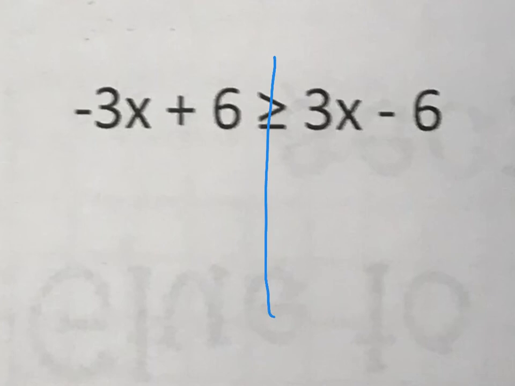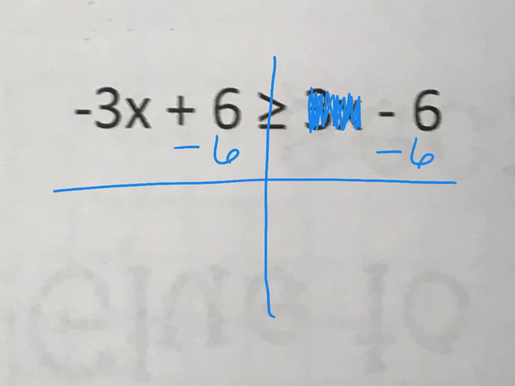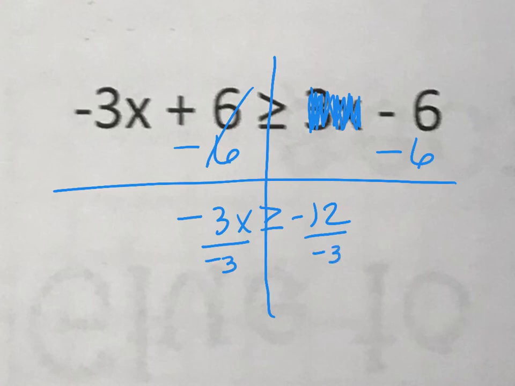Okay, so I'm going to mark this out. Okay, so I'm solving for x, so I'm going to move the 6 away. So it's going to be negative 3x is greater than or equal to negative 12. Okay, so I'm going to divide by negative 3. Divide by negative 3. That's going to make me flip the sign from a greater than to a less than. And my answer is going to be positive 4.